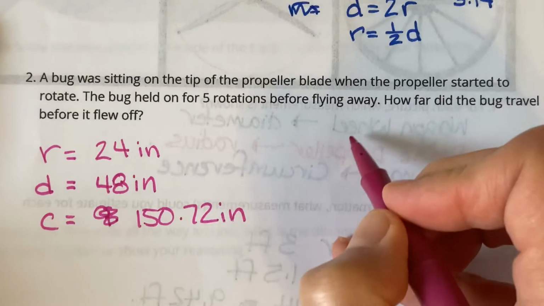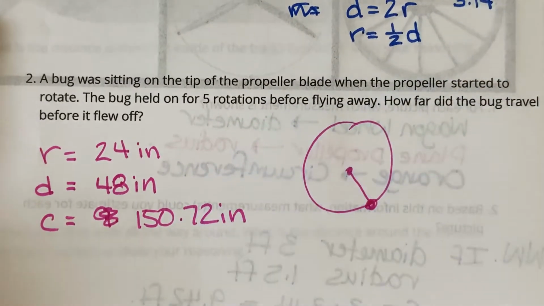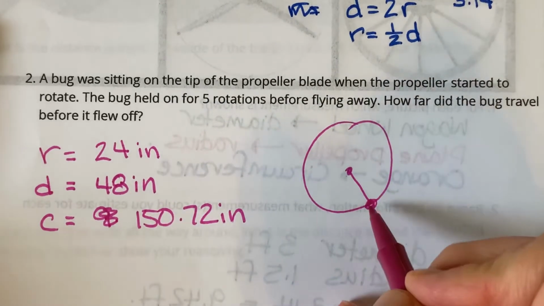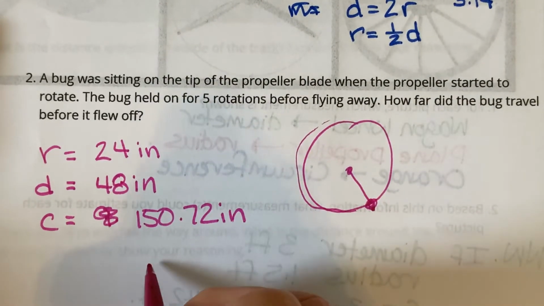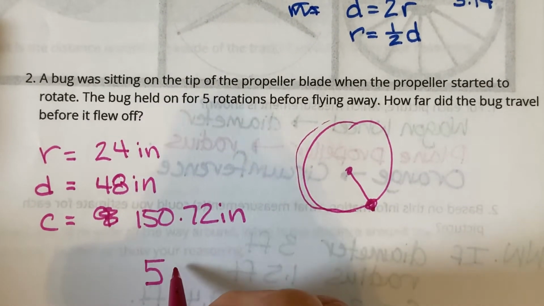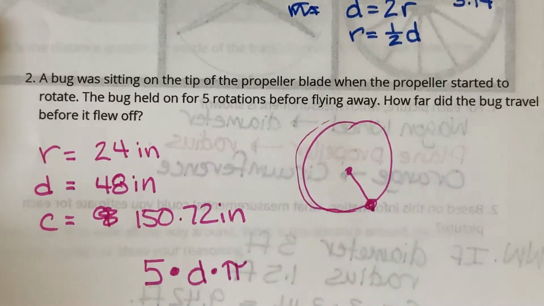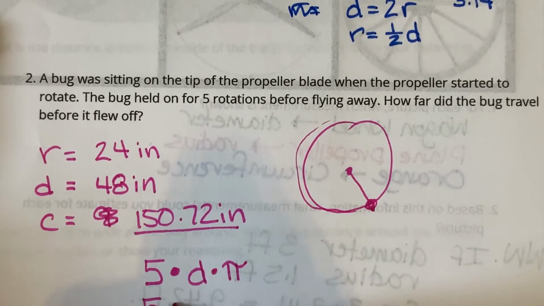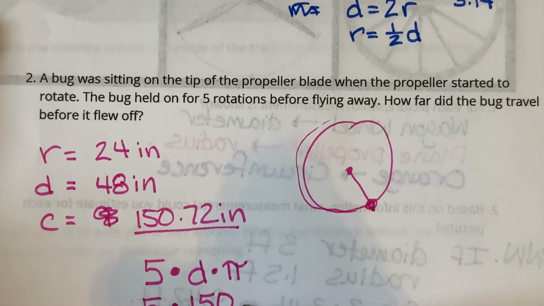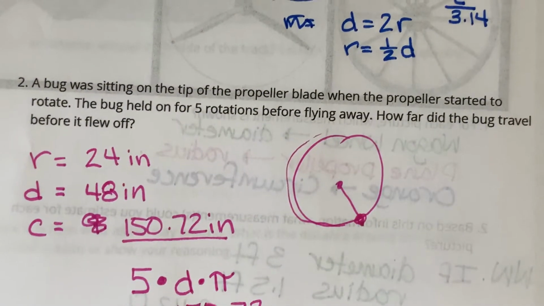Now it says the bug was sitting on the tip of the propeller. So if here's my propeller, my great drawing, he was sitting here. He got stuck for 5 rotations. So what would I do? 1 rotation is a circumference. So my formula would be 5 times diameter times pi, okay? We already figured the diameter times pi out. So 5 times 150.72, and then I would multiply that out.